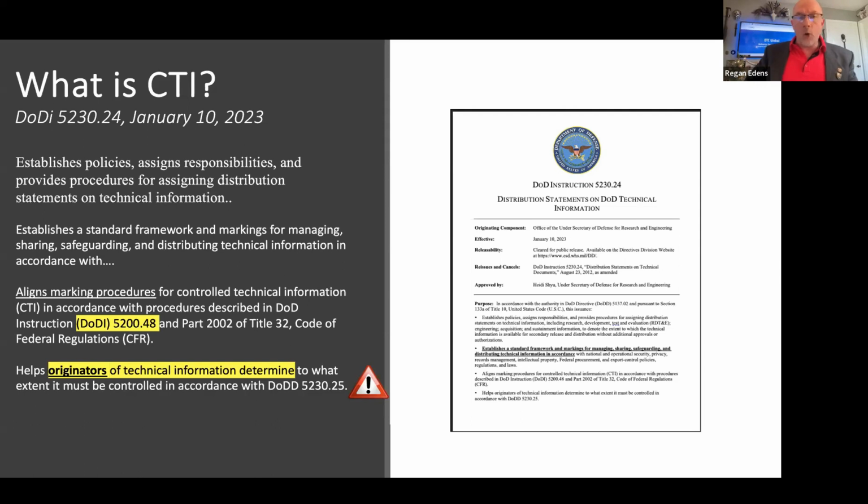Okay, so it's telling you what to do. It's telling you what is controlled technical information. It's telling you how to mark that information in accordance with DODI 5248, which aligns with the 32 CFR. And it helps the originators of technical information determine to what extent it must be controlled. And in addition, there's another document called 5230.25.